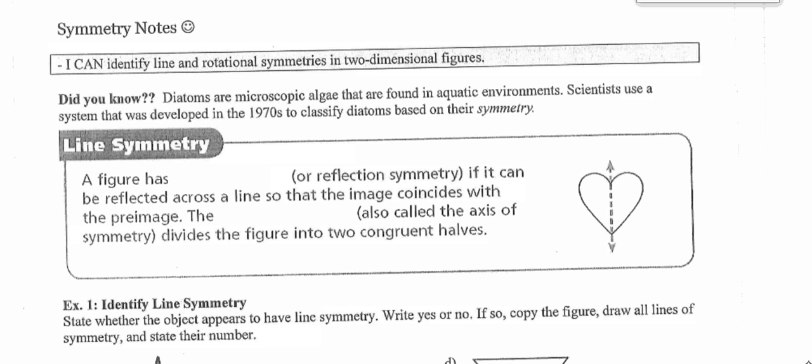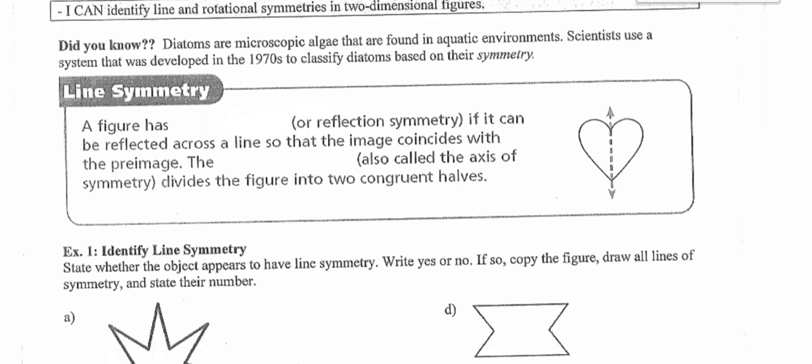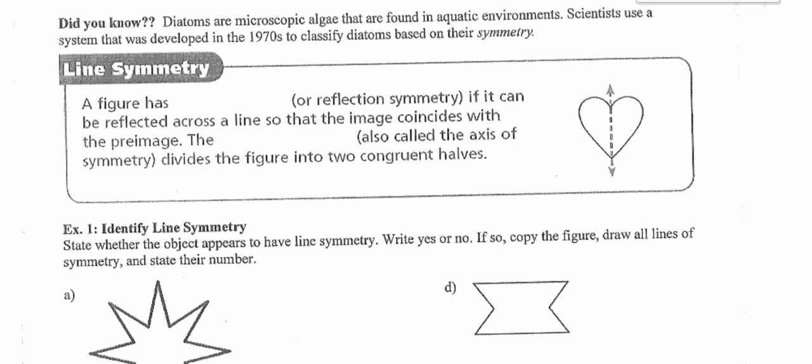So let's take a look at some of the attributes for symmetry. And we're first going to talk about line symmetry. And so it says a figure has symmetry, or reflection symmetry, if it can be reflected across a line so that the image coincides with the preimage. The line of reflection, which is also called the axis of symmetry, divides the figure into two congruent halves.